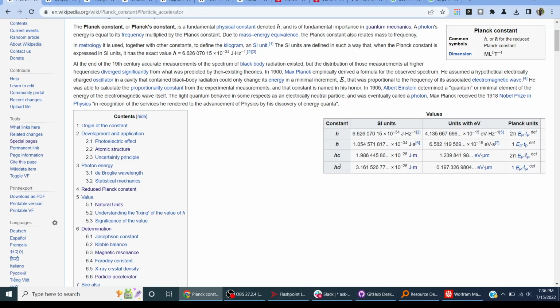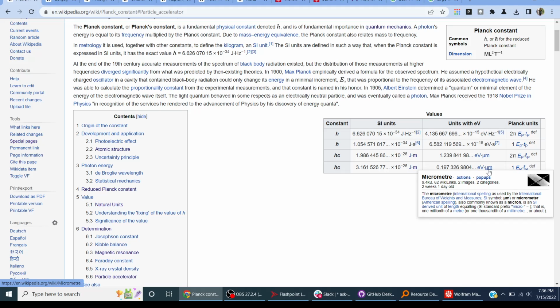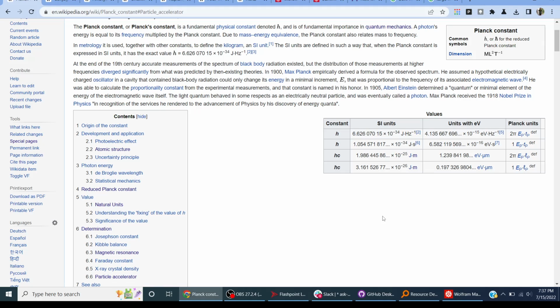Constant h bar times c equals 3.16152677 times 10 to the minus 26 joule meters. Units with electron volts equals 0.197326980 electron volts micrometers. And the Planck units: Planck time, Planck energy times Planck length.